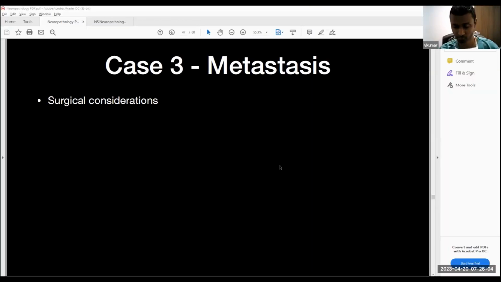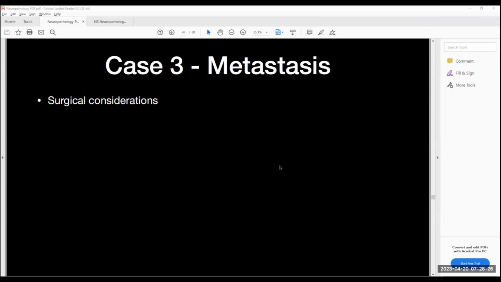Yep, so this one is pretty straightforward. I just want to talk about some of the grading schemes that we use for these, as well as some of the surgical considerations. David, are you on? Yeah, I'm here. Okay, awesome. So just in general with these metastatic tumors, what kinds of things do you take into account when it comes to deciding surgery versus no surgery?